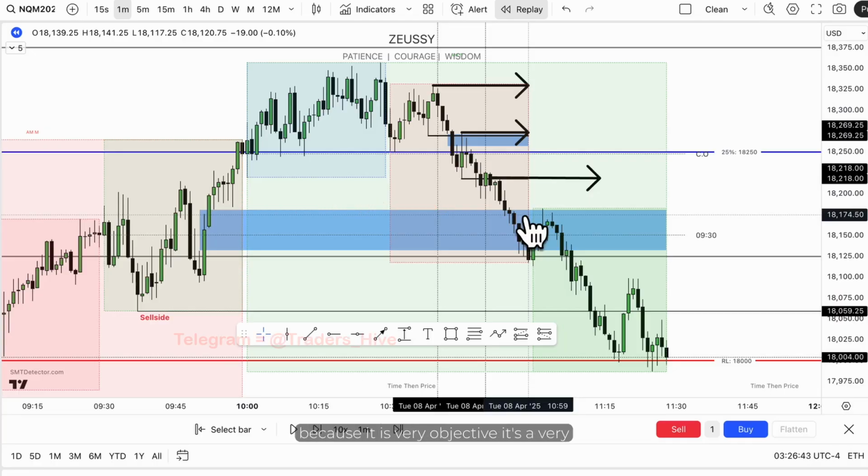That's not what I'm saying, because it is very objective. It's a very straightforward rule. When price does not utilize that sequence of imbalances as resistance on price, you get out. That's the rule. However, you must monitor the position. It's not like you can just set the trade and walk away.